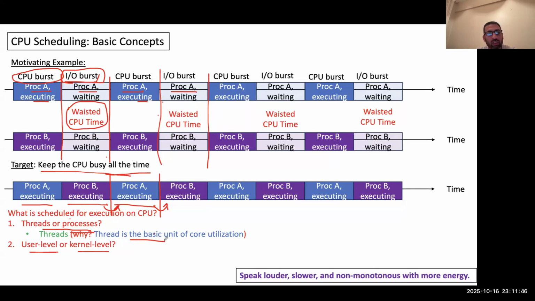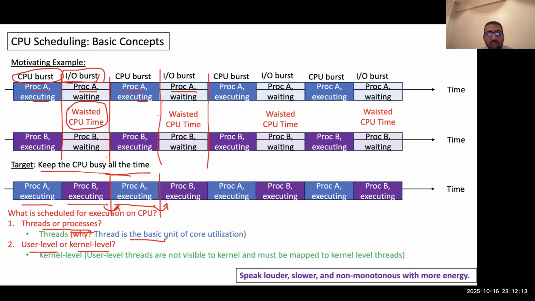Because if you say, okay, a process is scheduled, then there can be a situation where we have multi-threaded processes, right? Let's say I have a process A and it has 10 different threads. If you are saying that the process is scheduled for execution, then which thread of that process? So that's why the scheduling is always at the level of threads, not at the level of processes, right?